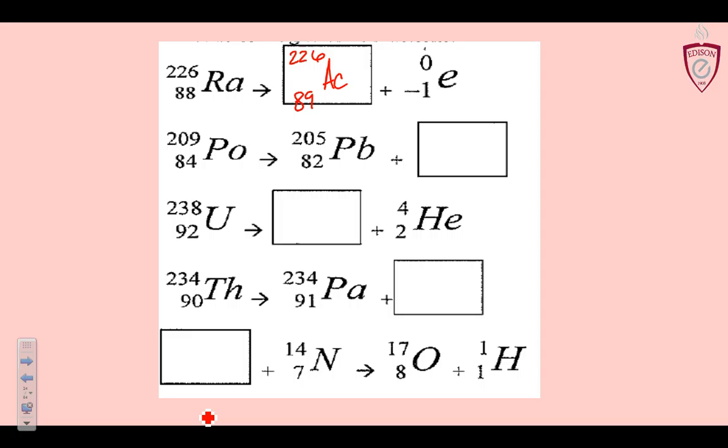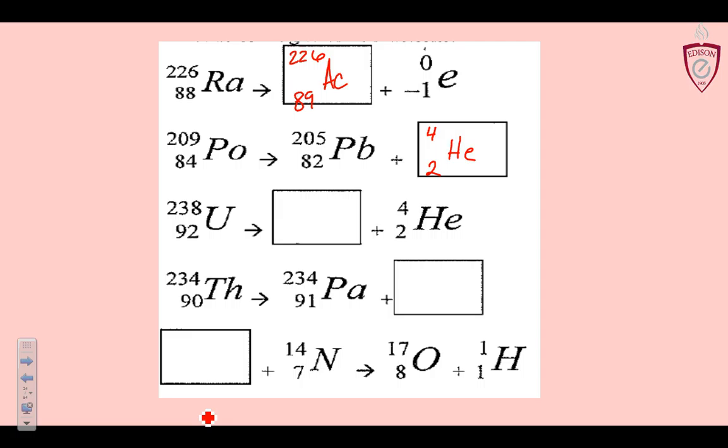It's that simple. In this case, I see an 84 going to an 82. What did I lose? I lost a 2. And 209 going to 204, I lost a 4. 4, 2, I can tell that's He. That's an alpha particle. Alpha particle, same thing. They're synonymous.